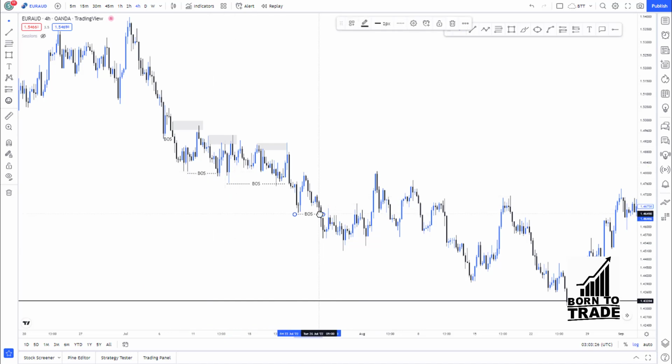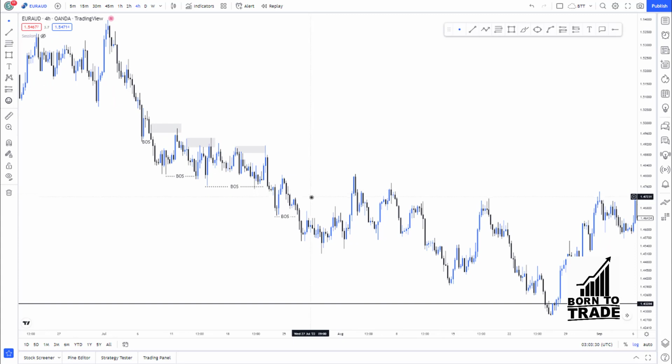Moving lower, what can we see from here? You see price breaks another structure. I hope you can see it, a clean break of structure over here.